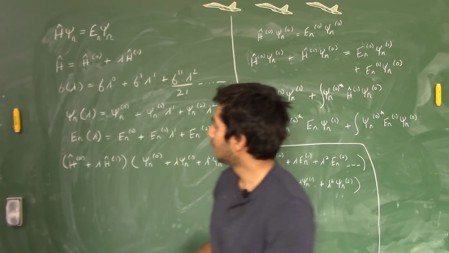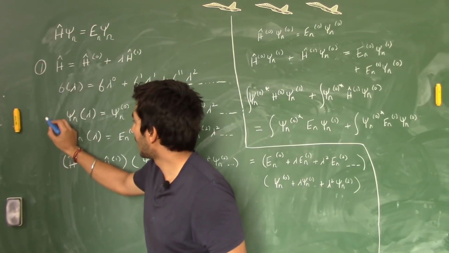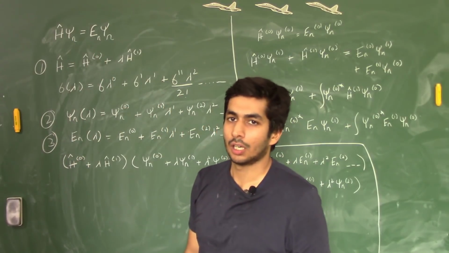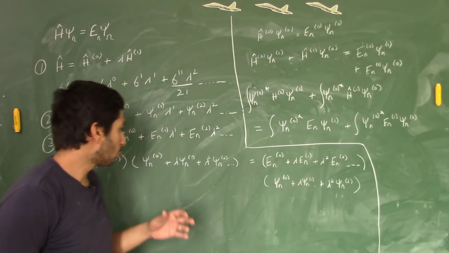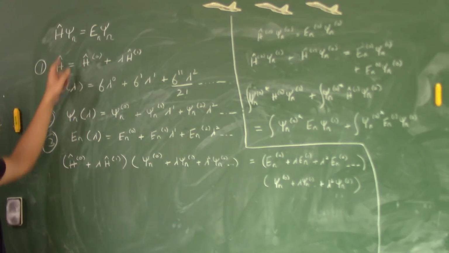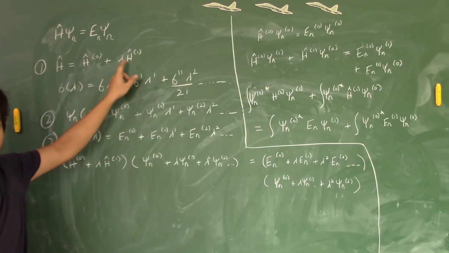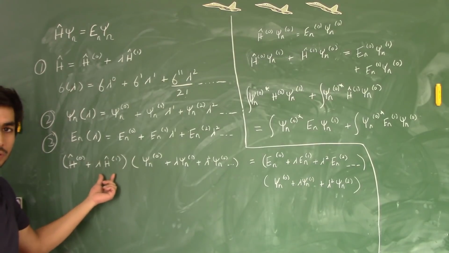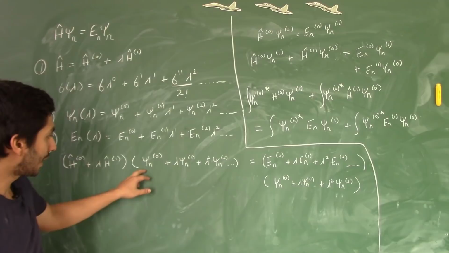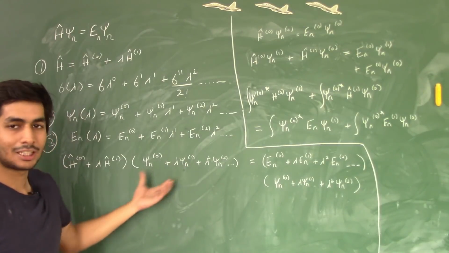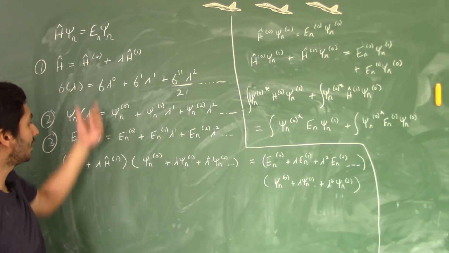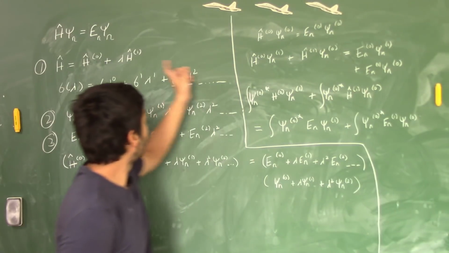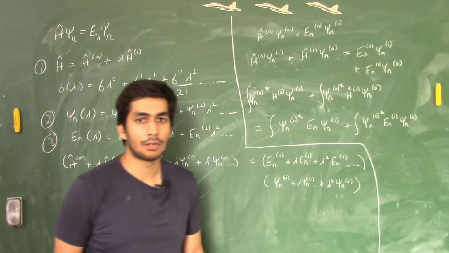Now what we are going to do is replace these three things in the original Schrodinger equation. If we replace the Hamiltonian operator by H naught plus lambda H1, where H naught is the unperturbed system and lambda H1 is the perturbation, the Hamiltonian for the perturbed system, multiplying psi n naught plus lambda psi n1 and so on, I have expanded psi n in the Taylor series form. Similarly, energy also I have expanded in the Taylor series form, and we have lambda over here.